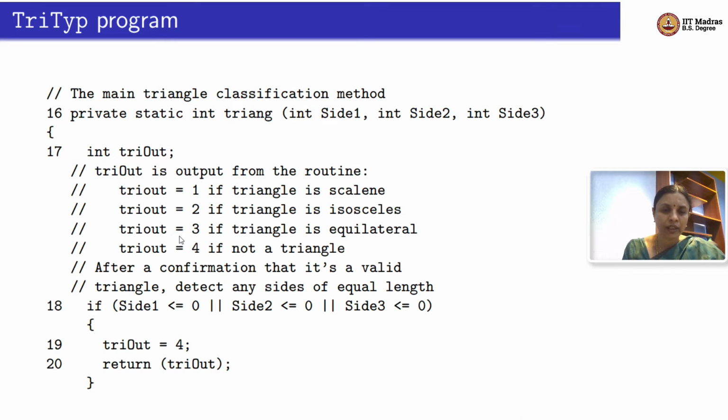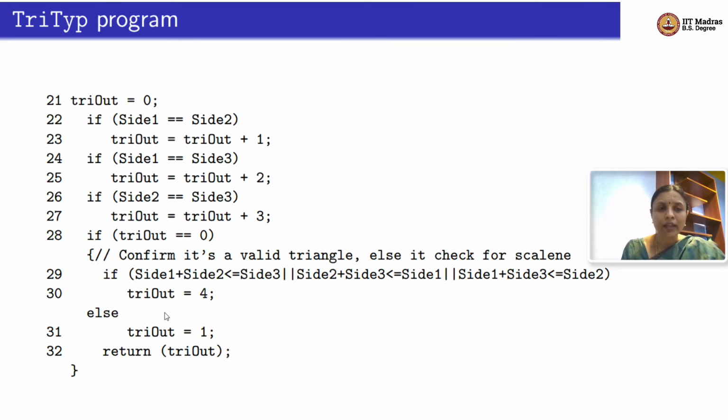So after this check here about the triangle not being valid, it goes here, sets the value tryout to 0, and based on two sides being equal at a time, it goes on incrementing the values of tryout. So it says if first check set tryout to 0, check if side 1 is equal to side 2, if it is, increment the value of tryout by 1. If side 1 is also equal to side 3 in line 24, increment the value of tryout by 2. If side 1 equal to side 3, then increment the value of tryout by 3.